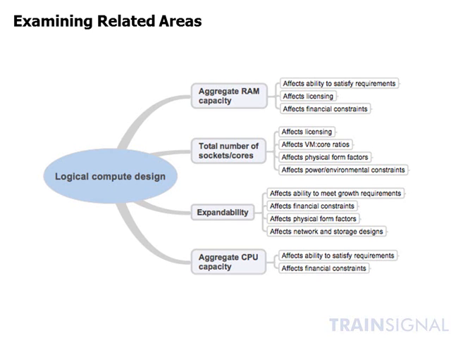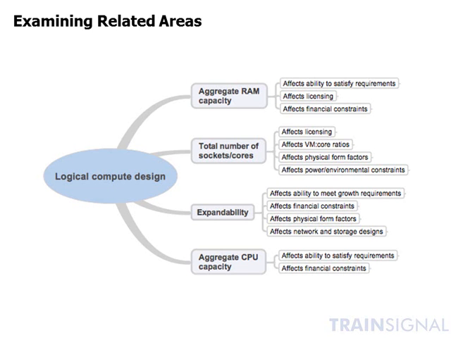And I have found a mind map to be a great way of exploring relationships between different areas in a design. So for example, you can take one area like the logical compute design and then list all the areas that are affected or that are included in a logical compute design. In this particular case, I've listed the 4 topics that we discussed in this lesson: aggregate RAM capacity, total number of sockets and cores, expandability, aggregate CPU capacity.